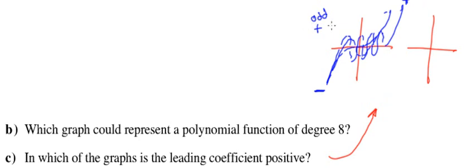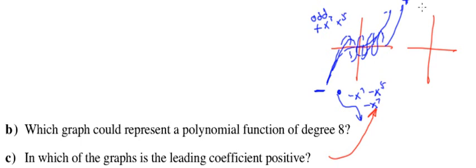So x cubed will do this. X to the fifth will do this. So will x to the seventh, and anything else with an odd leading coefficient. If it has a negative leading coefficient, it'll go the other way. It'll start in the top left and go downhill. That's things like minus x cubed, minus x to the fifth, minus x to the seventh, and so on.